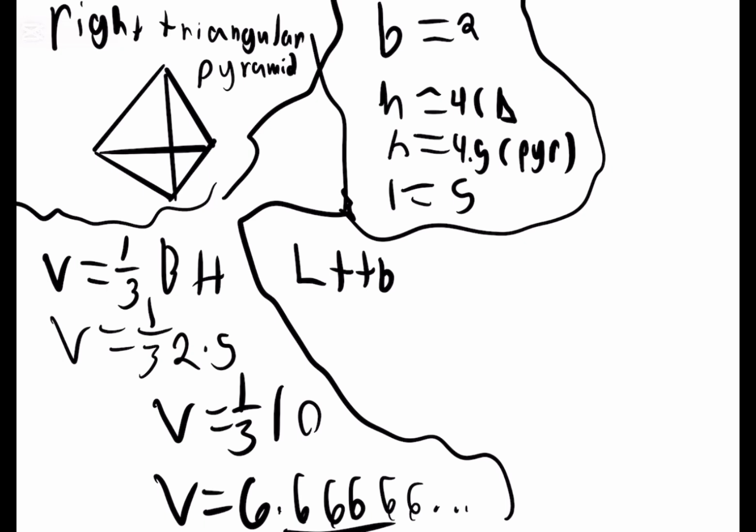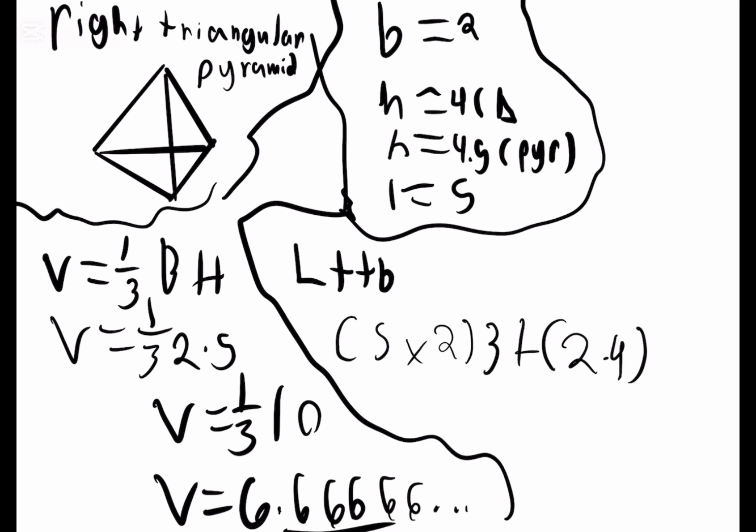So for this, we are going to do 5 times 2 times 3 plus 2 times 4. We will do 1/3 base times height. Then we'll plug that in.